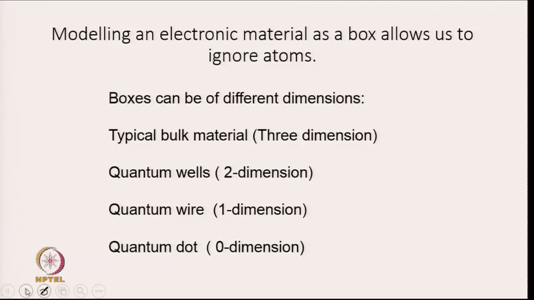So, modeling an electronic material as a box allows us to ignore atoms. Again we are going to apply the concept of particle in a box to model electronic materials. Here the boxes can be of different dimensions. Quantum wells are known as two dimensional. I will explain what I mean by two dimensional in the next slide. The quantum wire is modeled as one dimensional material and the quantum dot is considered to be 0 dimension.